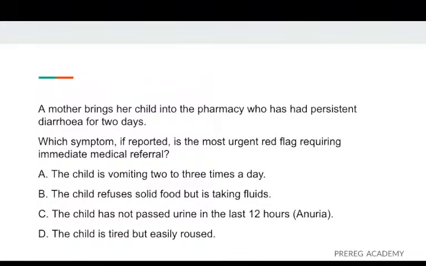And we said symptoms are non-blanching rash. If the patient has got stiff neck, photosensitivity, sensitivity to light, those are symptoms of meningitis in children. All right, so next question.